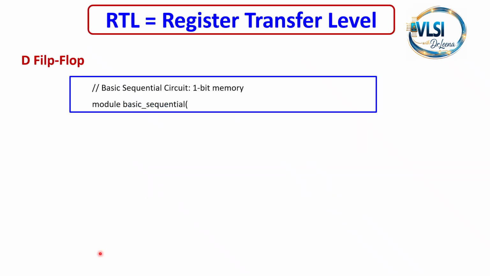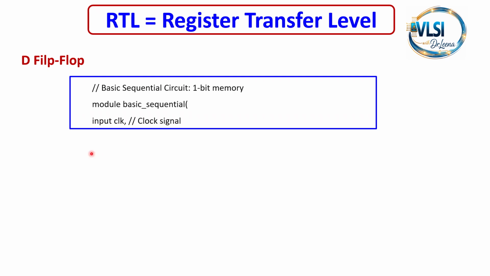Now let's start our RTL code. First we are giving the module and the module name. It defines a hardware block named basics_sequential. And then we are giving the input clock. CLK is the clock signal. It controls when the circuit updates. Without a clock, no synchronization. This makes it a sequential circuit.